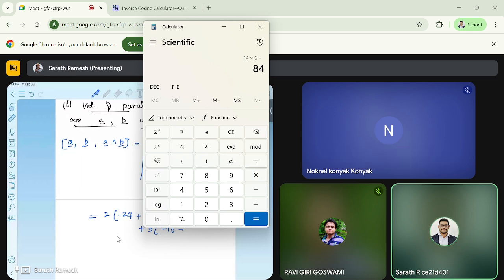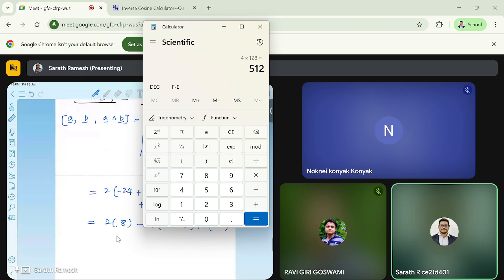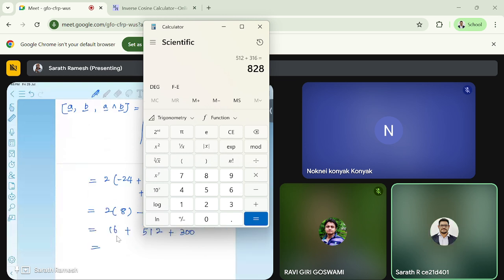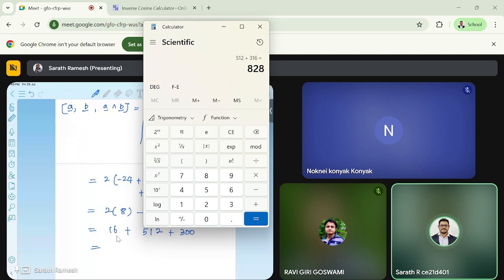So 16 plus 8 4s are 32, 8 4 2s are 8, 11 1s are 4, 5 and plus 300. So hope the calculations are going right. 4 times 128 plus 316. This is 828. 828 cubic units, because it's a volume. So volume is measured in cubic units. Okay, so that's it.